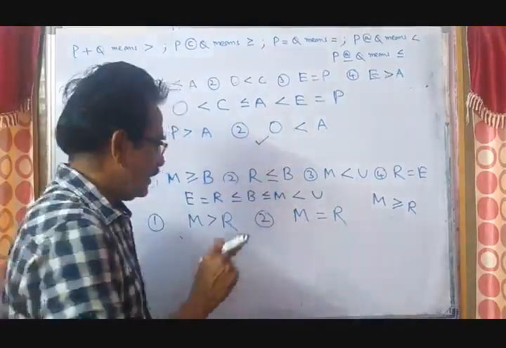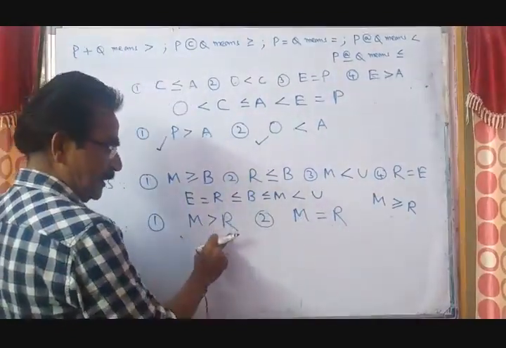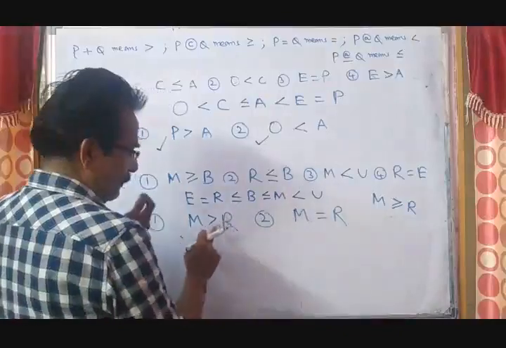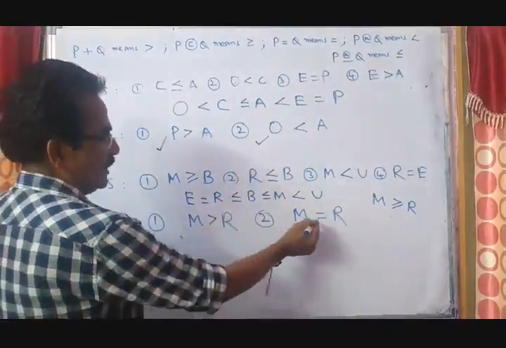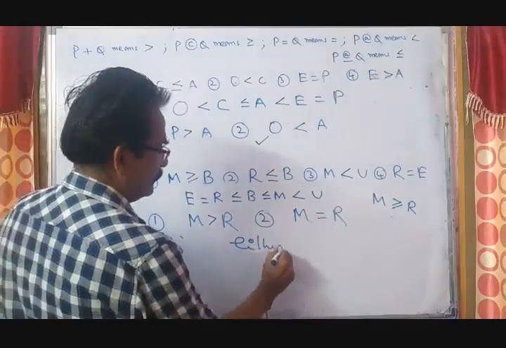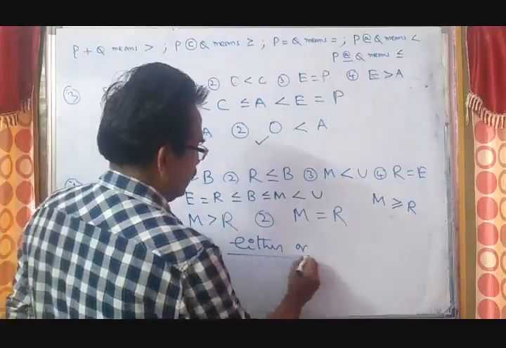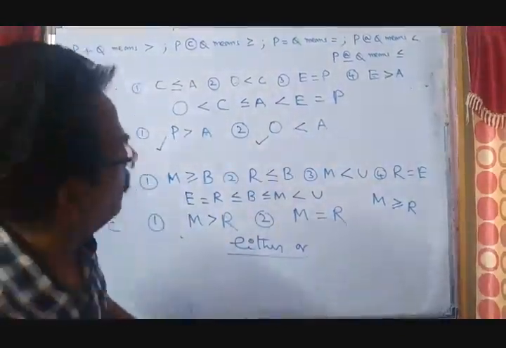Either this or this. M greater than or equal to R. So in this case, your option is either or. This option will be there. You have to select this option. Okay, friends. Now let us see one more problem here.